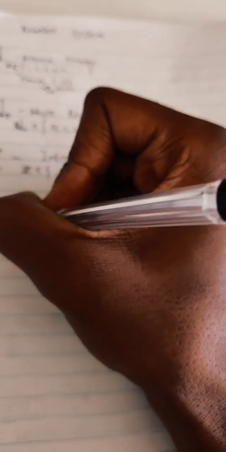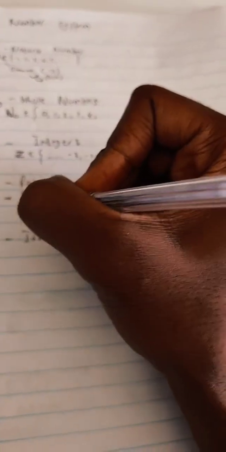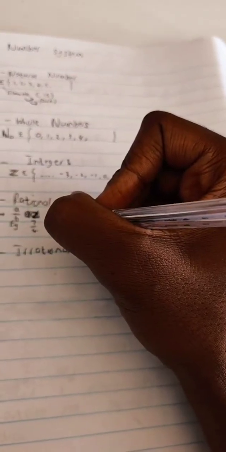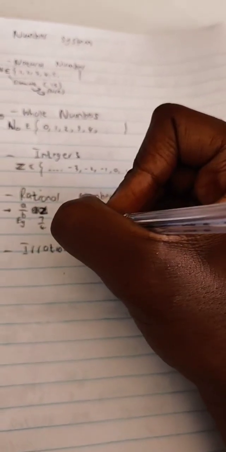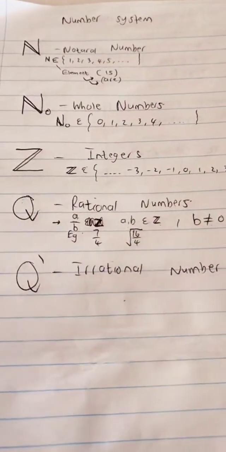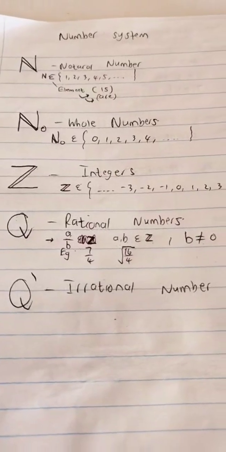And then of course there are many examples that you could write. 7/4. We just saw one, the square root of 16/4, because when you simplify this, it can be written as a fraction.